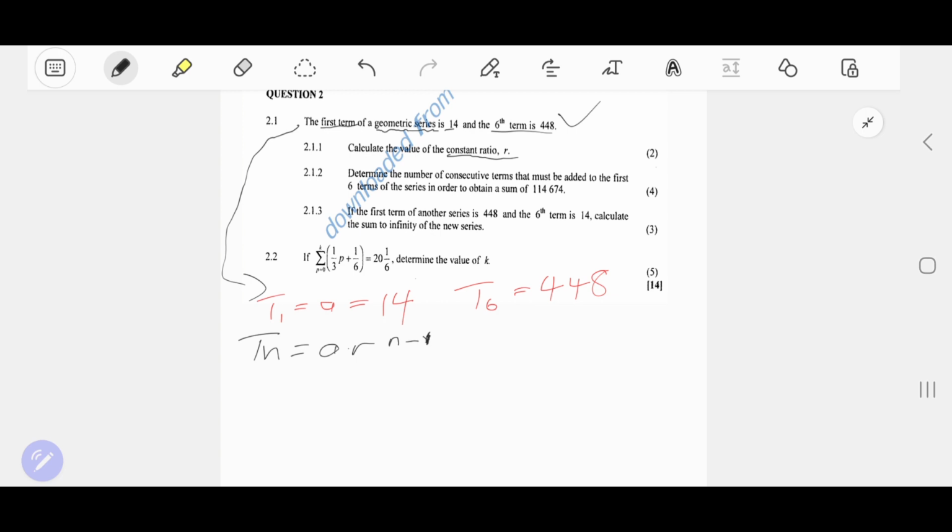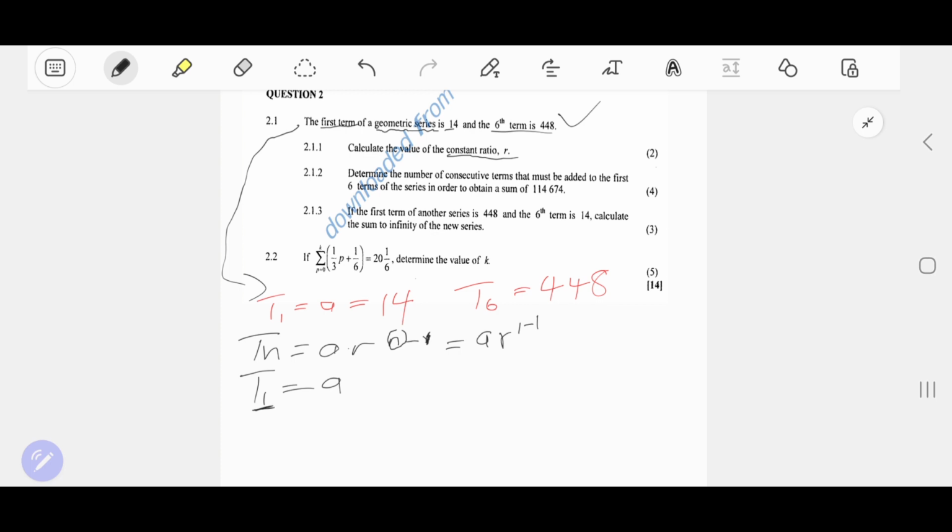So we can use the general term to represent our terms in the form of a and r. That's how you work around this type of questions. Remember, your T1 is going to be equal to a. Why? Because here you are going to substitute 1, and you're going to have a r to the power 1 minus 1, because we're looking for T1.